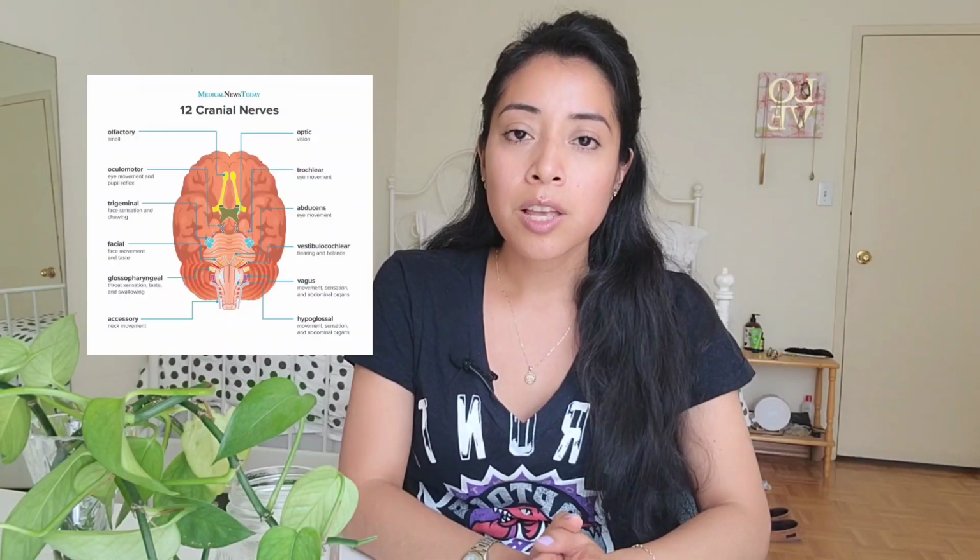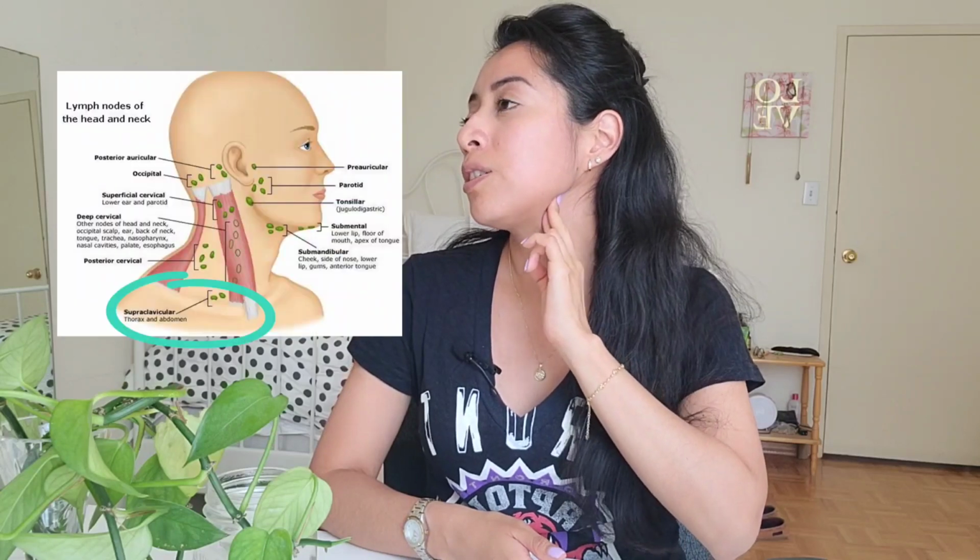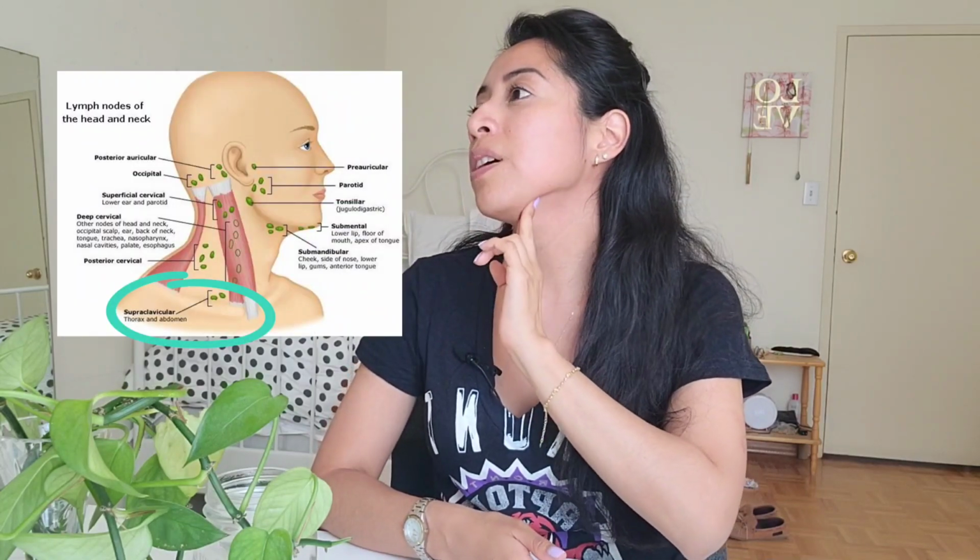We were also expected to know the 12 cranial nerves, so knowing their names and how to test them. We were also expected to know the different lymph nodes. So starting from the front of the ear, the preauricular, going to the back, the posterior auricular, tonsillar lymph nodes, right where the tonsils are, the submandibular lymph nodes, the submental right under the chin, and then going down the cervical line, so the anterior and posterior cervical lymph nodes, the supraclavicular lymph nodes right above the collarbone, and then at the back, the occipital lymph nodes.